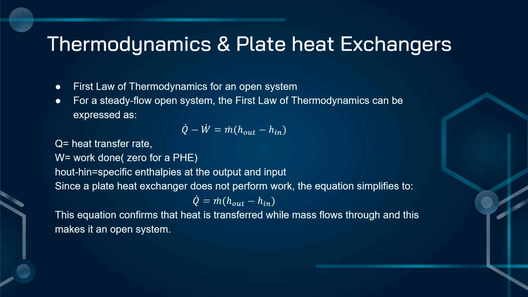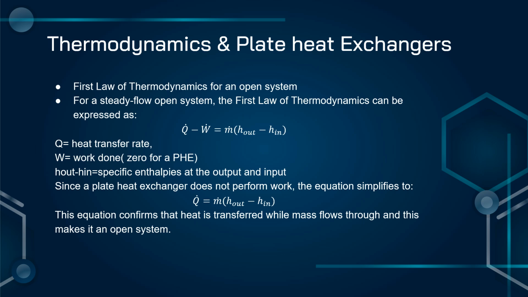Okay, now the first law of thermodynamics for an open system relating to a plate heat exchanger can be expressed as Q dot minus W dot is equal to m dot multiplied by h out minus h in, where Q dot is equal to heat transfer rate, W dot is equal to work done, and h out minus h in is equal to the difference between the specific enthalpies at the output and input.